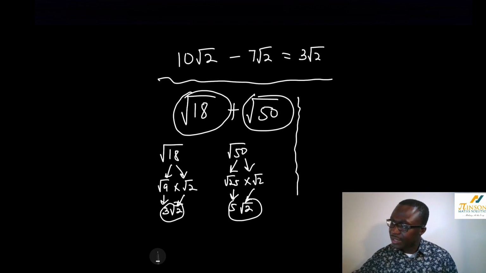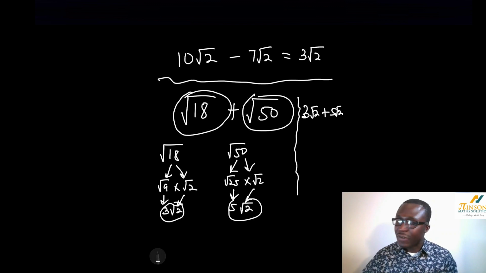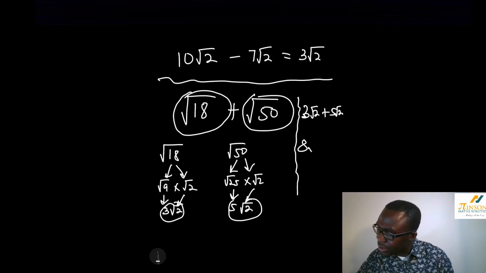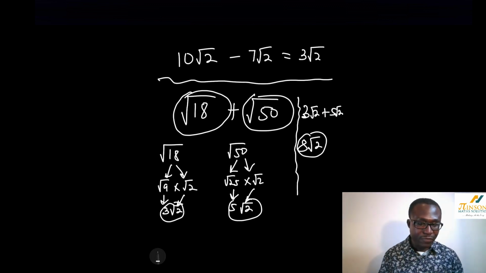It's basically saying I should work out the 3 root 2 add 5 root 2. Okay, so I'm working these two numbers out. They are now same roots. 3 root 2 add 5 root 2 will become 8 root 2. Now you can check this on your calculator and it will give you the same answer.